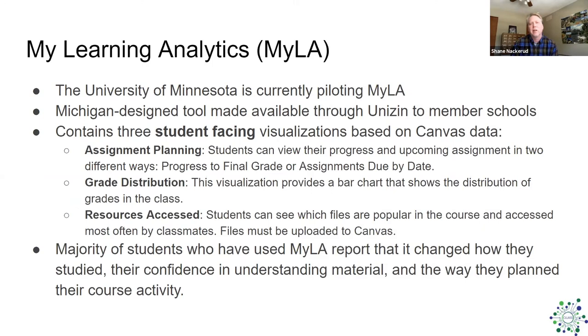It's a student-facing set of visualizations based on Canvas data that is then placed into their learning record store, the Unizin learning record store. The first visualization is for assignment planning. The second is for grade distribution, shows students where they fall in the course. And then the final visualization is called resources accessed. And this is where libraries come into play or could come into play.